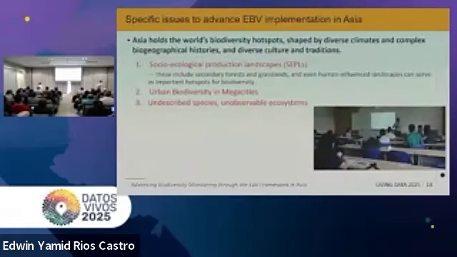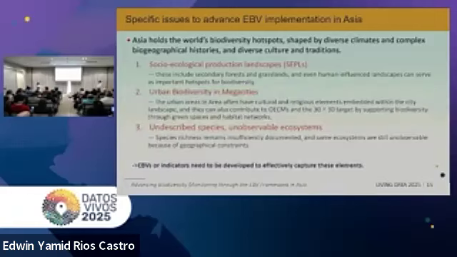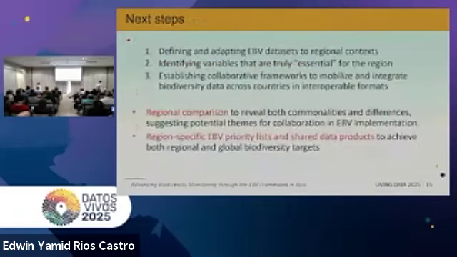Here I come back to Asia. Here are the specific issues to advance EBV implementation in our region. Asia holds world biodiversity hotspots and is shaped by diverse climates and complex biological histories. We have so far discussed these kinds of issues, so I have to skip. Here is an example of SEPL, the socio-ecological production landscape. And the next step is like this, but I cannot read this as I have already wasted my time.